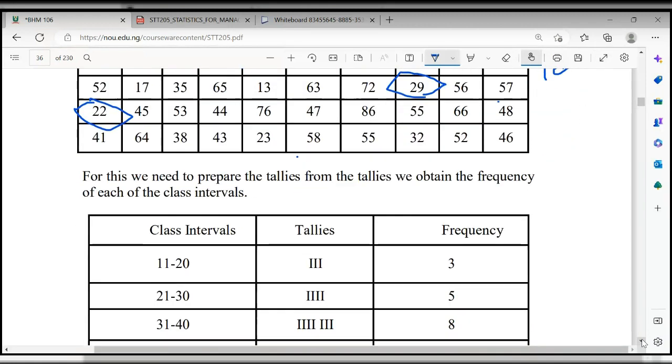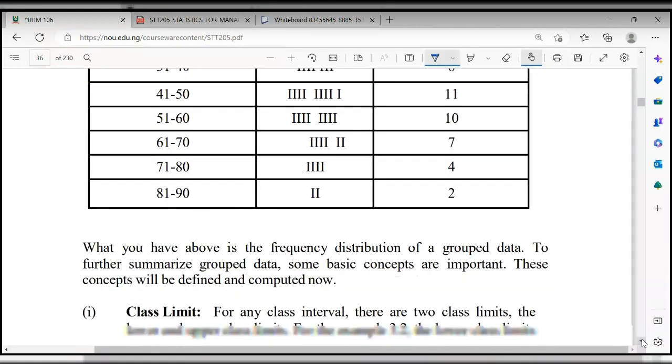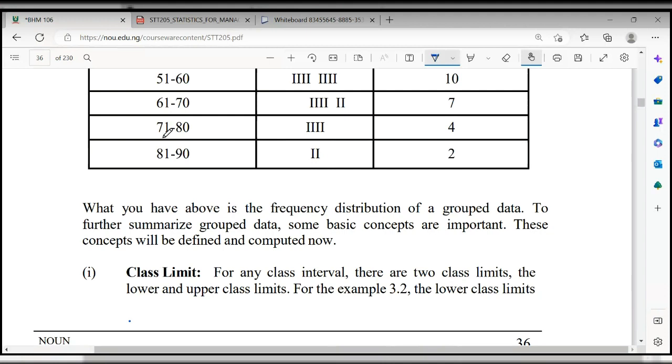From the class interval that we have created, we can now have limits. There are always two limits, upper and lower. The smaller value in each interval is called the lower class limit. So in this case, 81 to 90: 90 will be the upper class limit because it's the higher value, while 81 will be the lower class limit because it's the lower value. Do we understand?